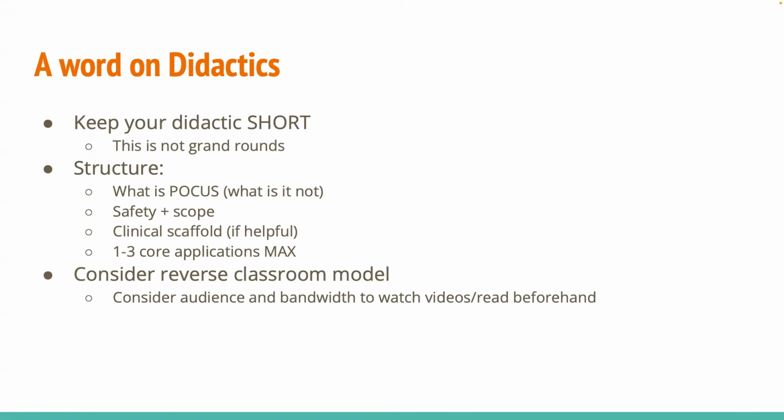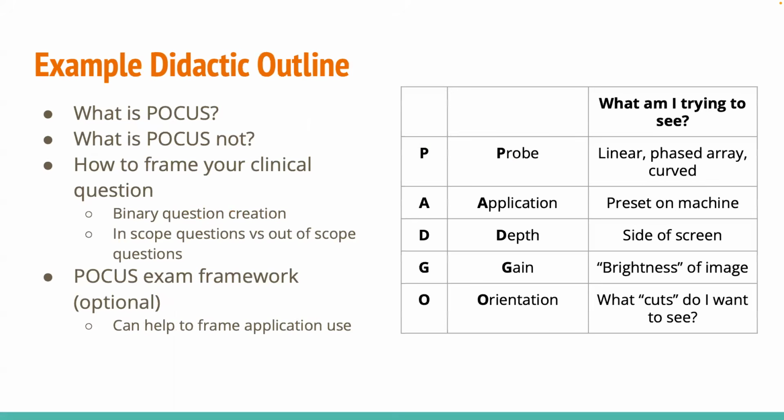And then you could do a reverse classroom model if you're trying to cover more ground. But also keep in mind the bandwidth of your audience, because you may expect them to come in and do all the pre-course work, and they haven't. And then you're kind of stuck. So have a plan B if you plan on doing this reverse classroom model. It can definitely work, but you've got to have a plan B just in case there's not the bandwidth to do that.